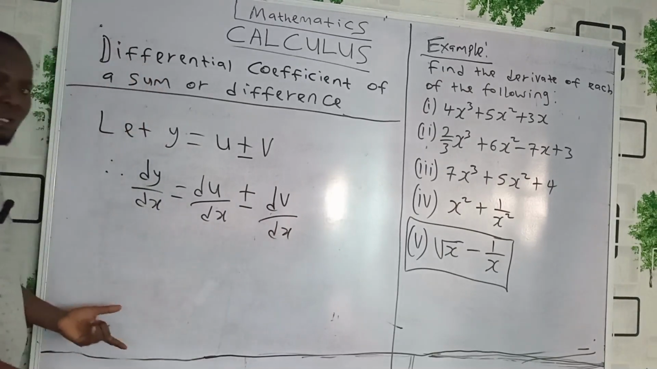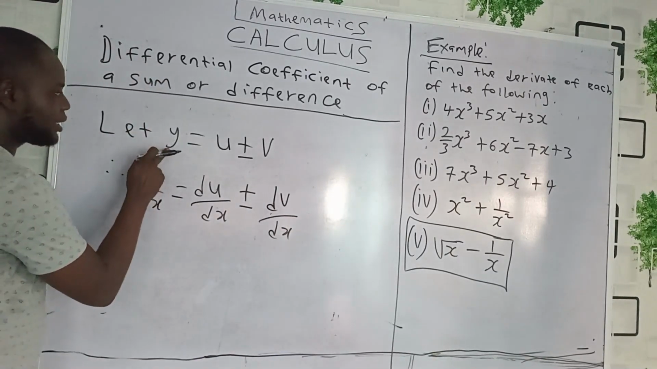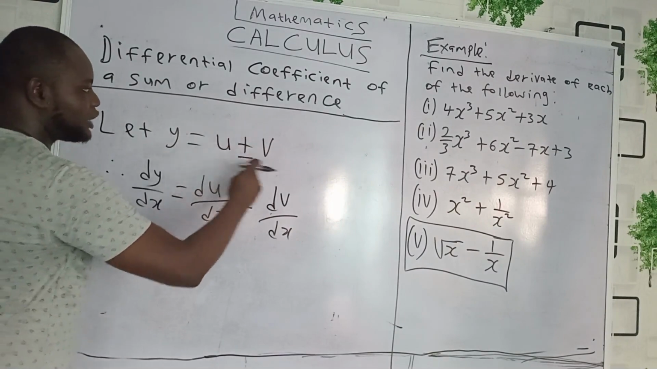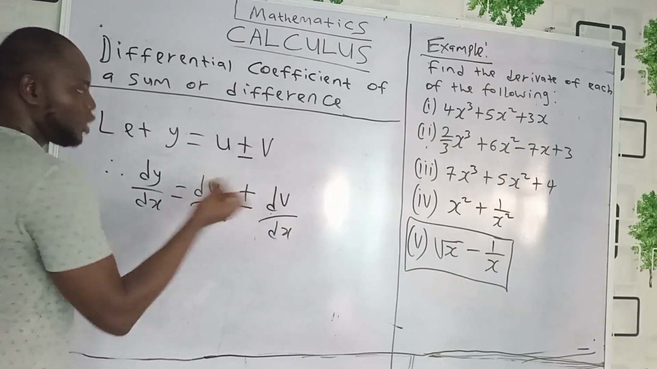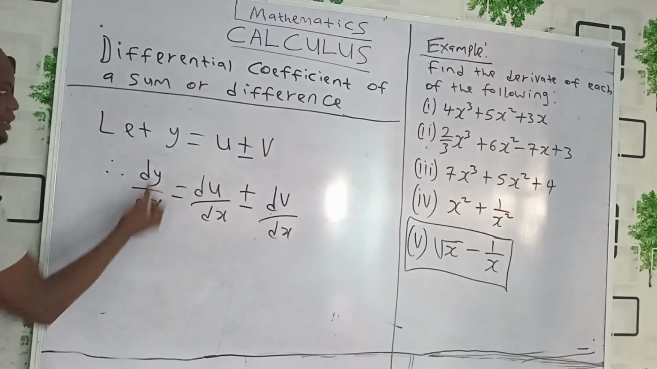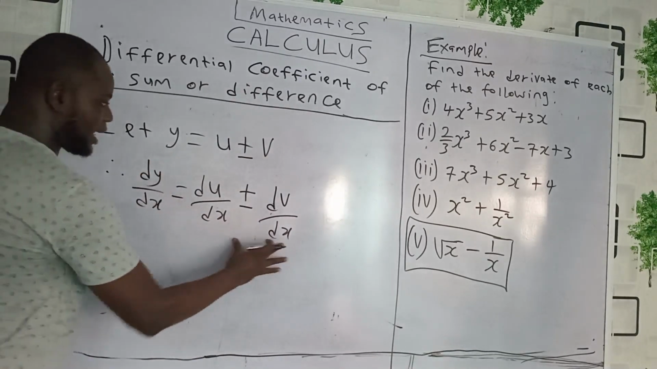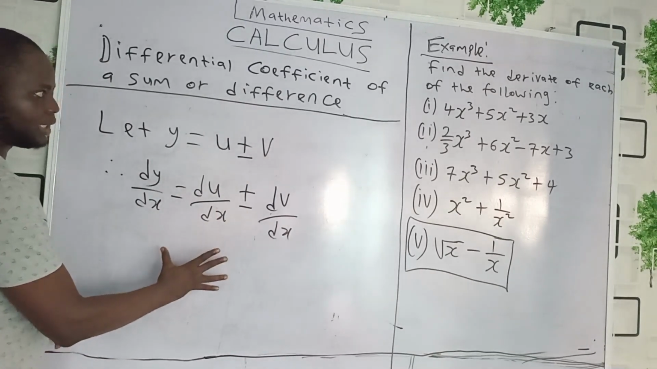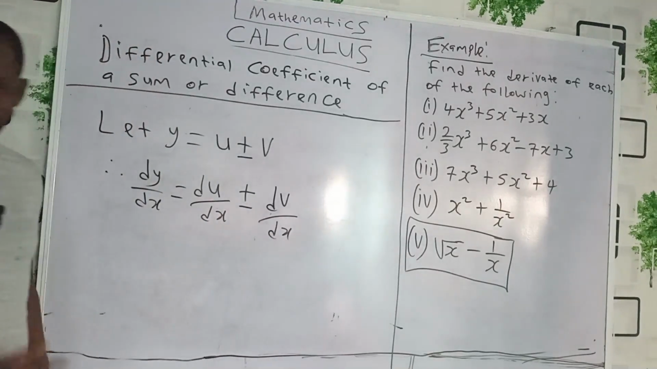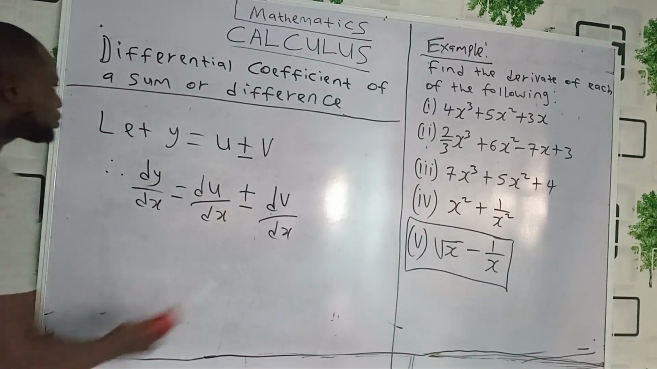It's very simple. What does that imply? That is, when you are given a function in the form of addition or subtraction, whether sum or difference, of other functions, then the derivative of y with respect to x will be given as this. Now, as simple as this is, let us implement it on those examples.